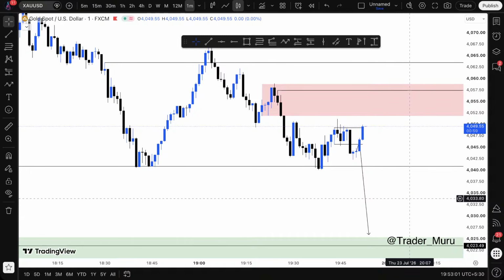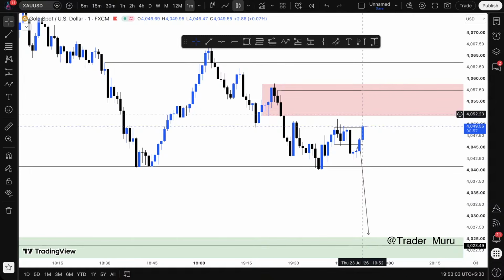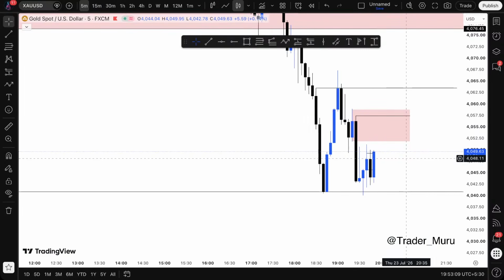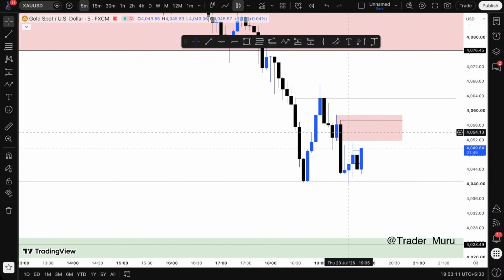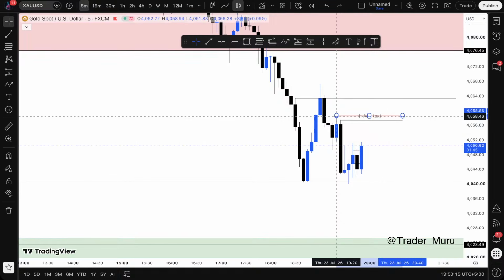Back bullish. Watch red zone again. Not valid. 1 minute malfunction. Watch this area. We may get a sweep of this high.